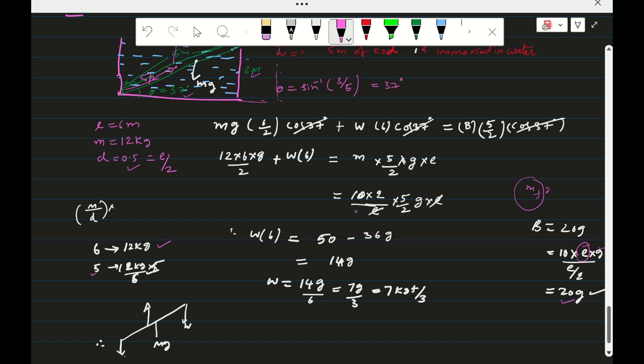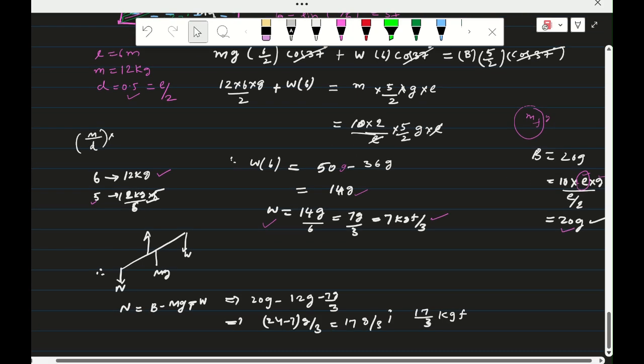So now this buoyancy is applied here, and the length is 5 by 2, so the torque is 20 into 5 by 2, which equals 50 g, minus 36, meaning 14 g. Therefore the weight required is equal to 7 by 3 kgf. 7 by 3 kg weight, kg force.